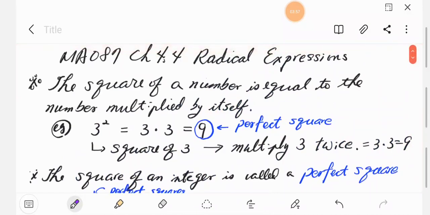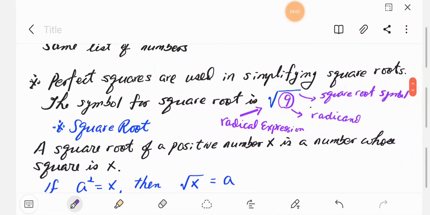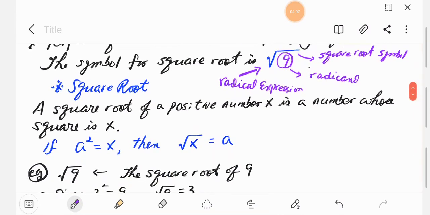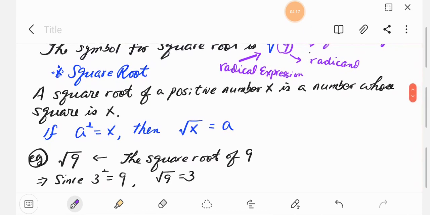As you see in the topic, a radical expression contains the square root of a number. So how do we simplify the square root? Take the square root of a positive number x. So x is a positive number, and you take the square root. Then this is a number whose square is x. This is the square root of x, right? And the result is what?